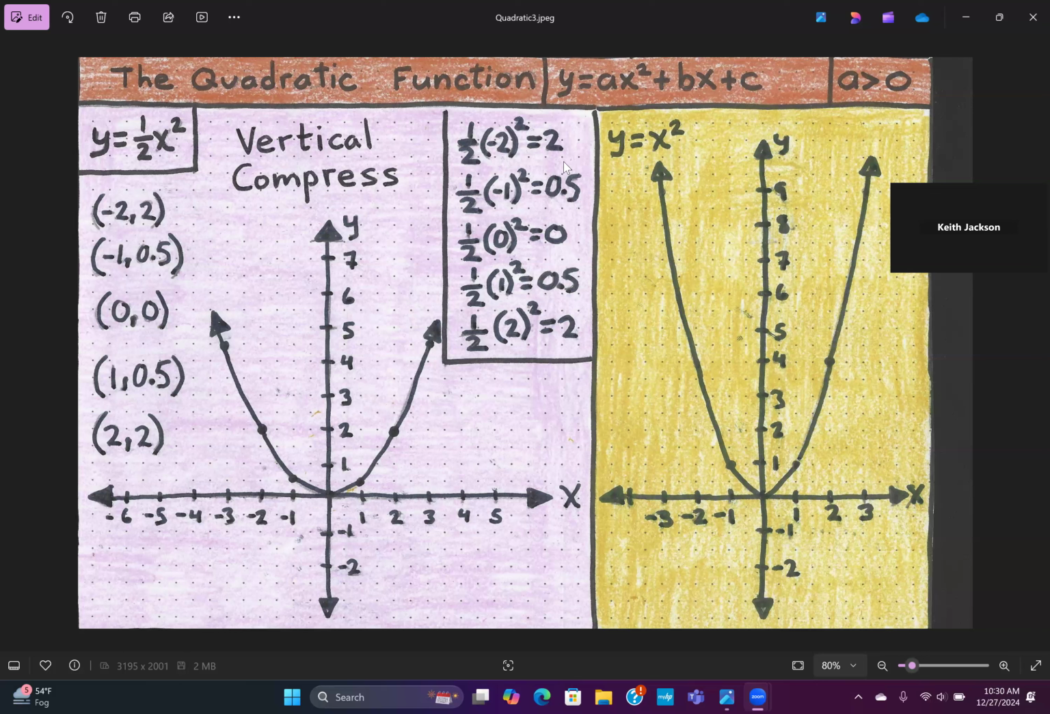As you can see right here, once we have our x values along with our y values, we can just create our ordered pairs. We have -2, comma 2. We have -1, comma 0.5. We have 0, comma 0, which is right here. And then on the other side of the parabola, because it's perfectly symmetrical, we have our 1 matched up with 0.5 or 1/2, and we have our 2 matched up with our 2, keeping in mind that we're going horizontally on the x-axis to 2 and going up vertically to 2 right here. And we have this nice vertically compressed parabola.